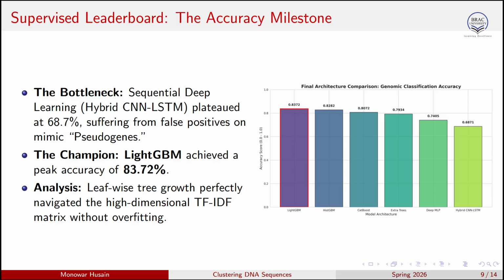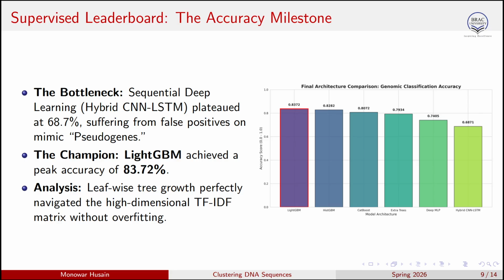68.7%. When I dug into the errors, I found out, first, neural networks struggle to map weights across 5,000 dimensions of mostly zeros. Secondly, they suffer massive false positives because of pseudogenes. Pseudogenes are basically dead evolutionary leftovers. They don't function, but their k-mer syntax looks almost exactly like real genes, which completely fooled the neural networks.